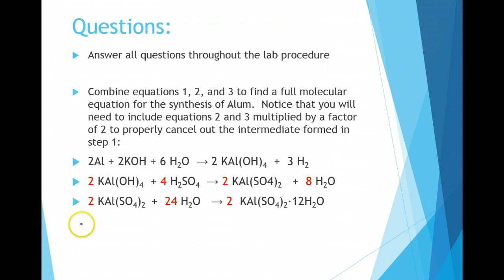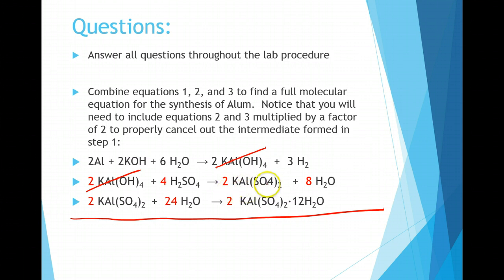Now we're going to need to combine these equations to get a full molecular equation for the synthesis of alum. And as I take a look at the reaction, I should see several things that can be eliminated from the equation. The potassium aluminum hydroxide is formed in reaction 1 but used up in reaction 2. And likewise, the potassium aluminum sulfate, before it has taken in its waters of hydration, will also be eliminated. This process is very similar to Hess's law.